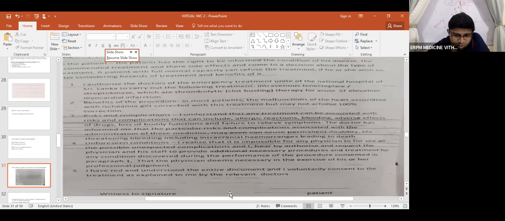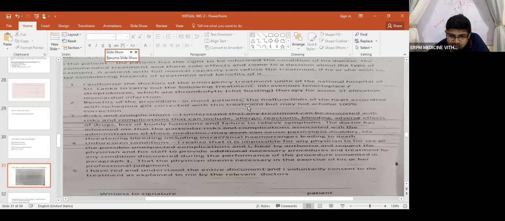Look at this, just for your knowledge. This is the consent form in the NHSL. I authorize the doctors of the emergency treatment unit of the National Hospital of Sri Lanka to carry out the following treatment of IV tenecteplase or streptokinase, which are thrombolysis for acute ST elevation MI.